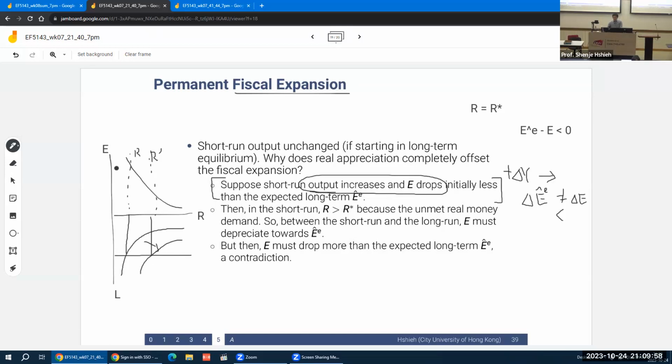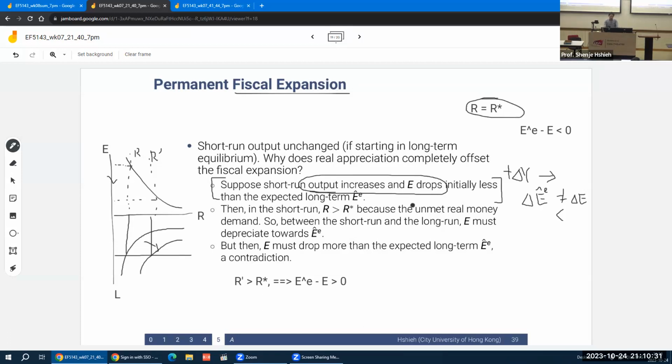And the reason why we get a decrease in E is because the change in R is now greater than R star, which means that E hat E minus E is positive. Do you agree? So remember, we're starting with this assumption. We're being very precise with this special case, in which R equals R star.